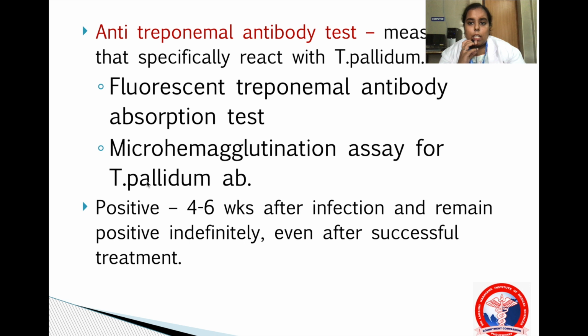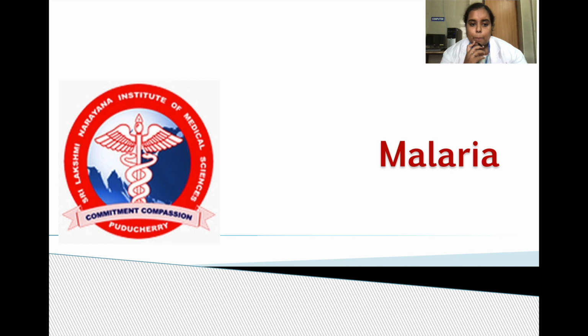Anti-treponema antibody measures the antibody that specifically reacts with Treponema pallidum. There is the fluorescent method and the microhemagglutinin assay method. These are positive 4 to 6 weeks after the infection and remain positive indefinitely, even after successful treatment.